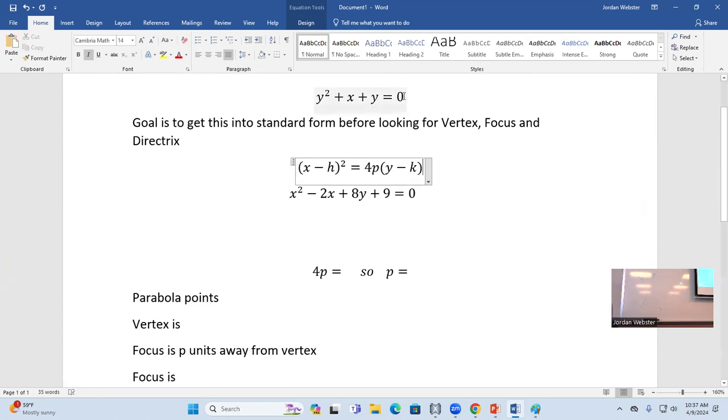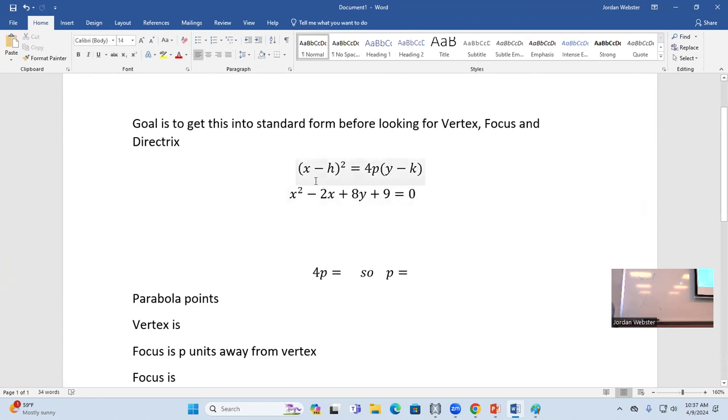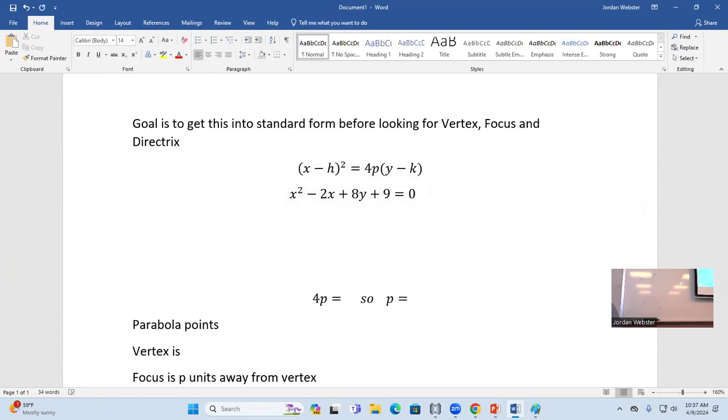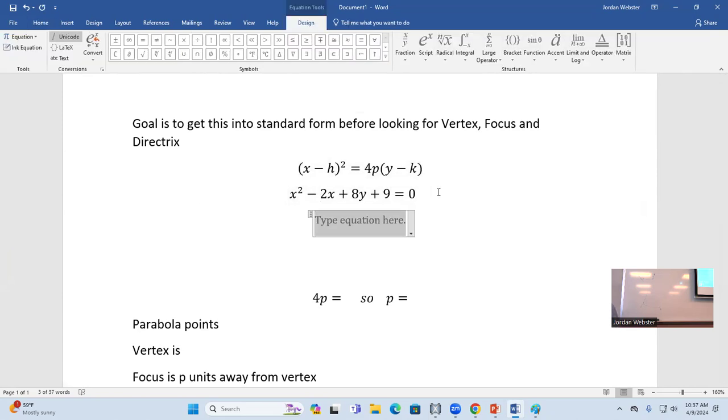That's because the x part's being squared. So I'm going to get the x squared minus 2x on one side, and on the other side I'm going to subtract 8y from both sides and subtract 9 from both sides to give me minus 8y minus 9 on the right.